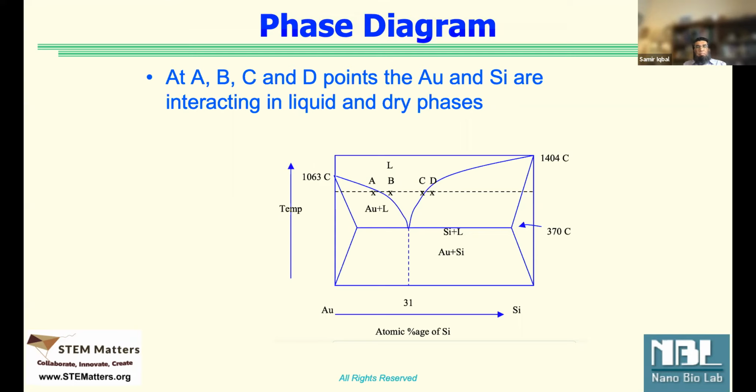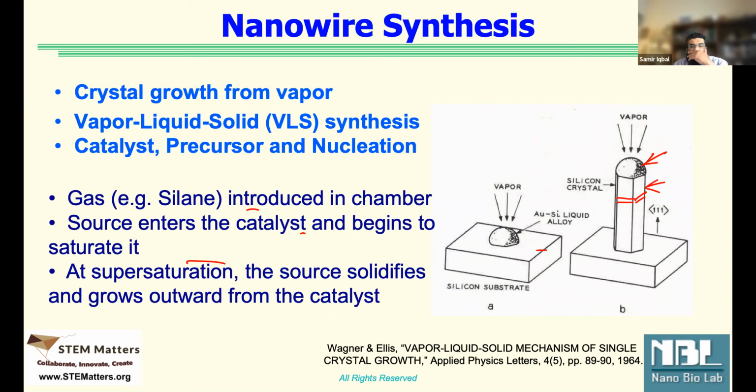This phase diagram shows that first the gold is deposited as a catalyst, and then it forms an alloy by reacting with the vapor silicon. At C, the nanowire nucleation starts. The word we use here is nucleation of a nanowire, which is the silicon getting to the surface and forming a shape and ultimately coming out as a nanowire. So this is a very early way this VLS method was used to create nanowires.